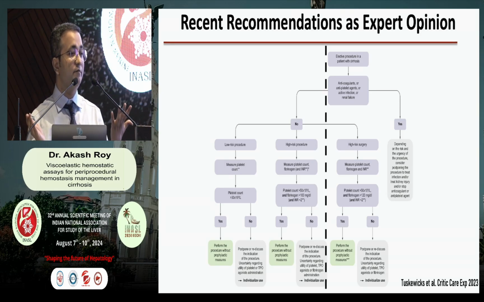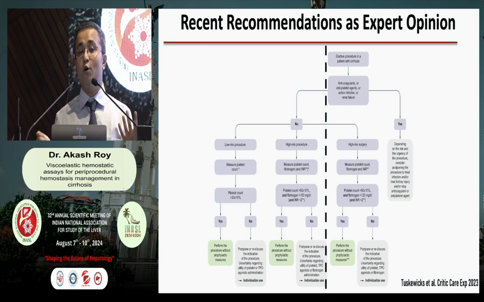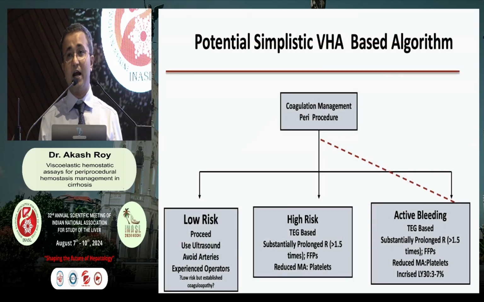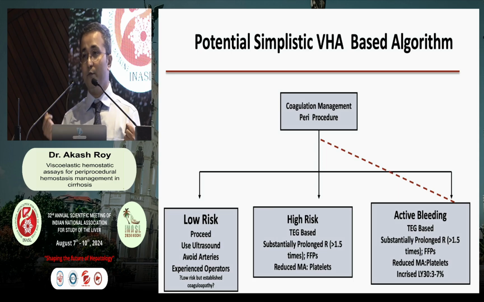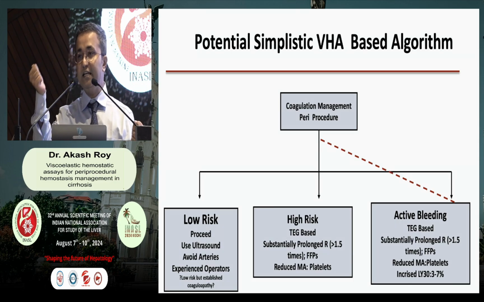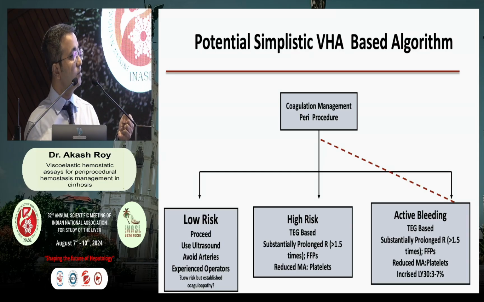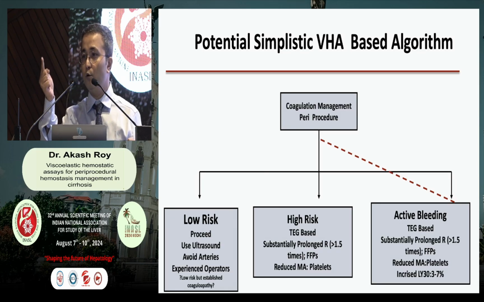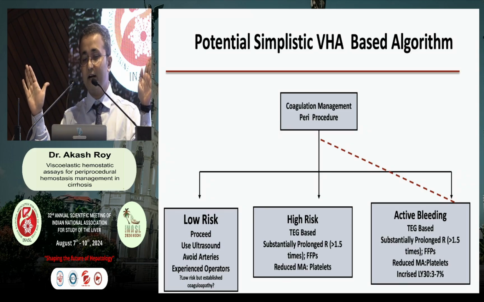So this is why the recent expert recommendations for correction of coagulopathy prior to procedures again do not mention anything about viscoelastic testing. But since the topic assigned today was whether and how you can use it, I become provocative and give you a simplistic possible TEG-based algorithm: if you have a low risk procedure, perhaps you do not even need to use a TEG. You can proceed, use ultrasound, have trained operators, avoid arteries. What I don't know is when the procedure is low risk, but the patient has established coagulopathy. We do not have clarity on that.